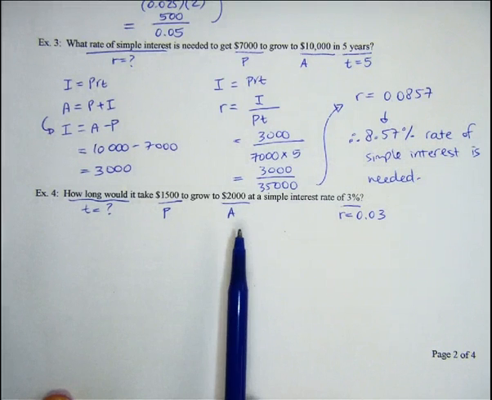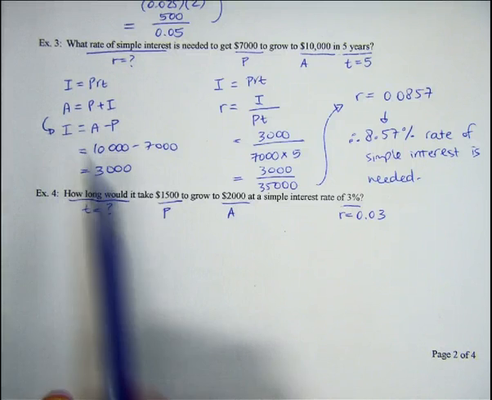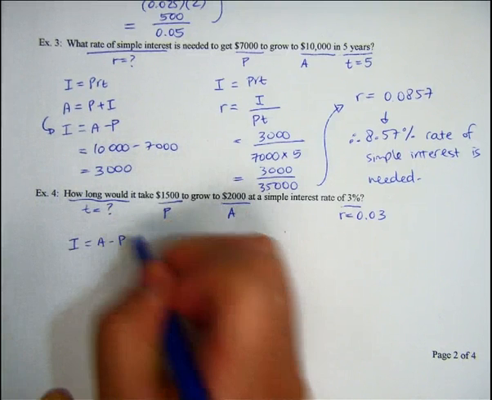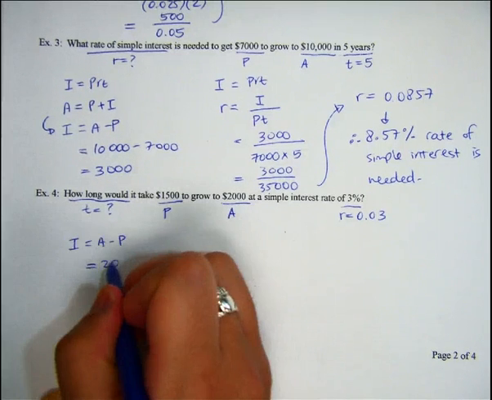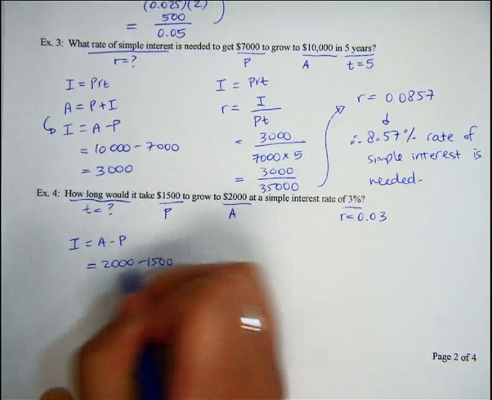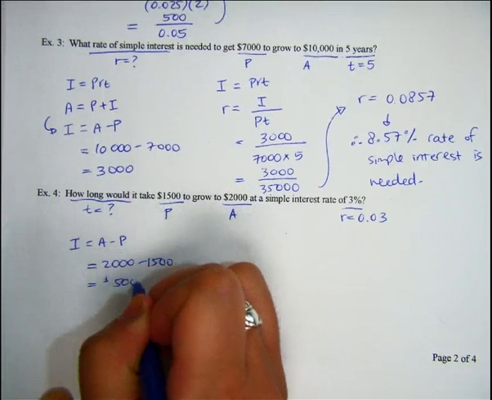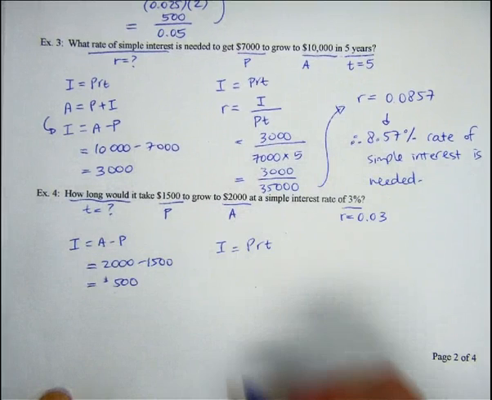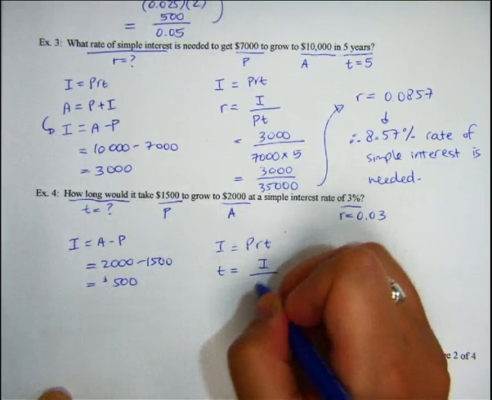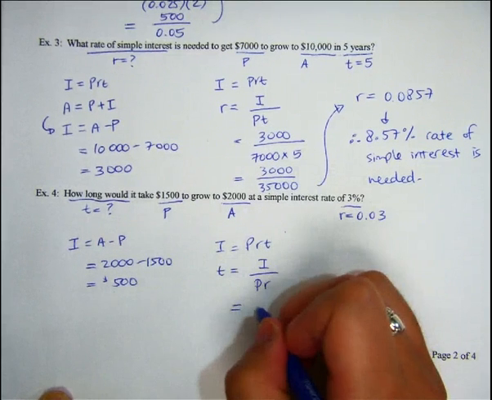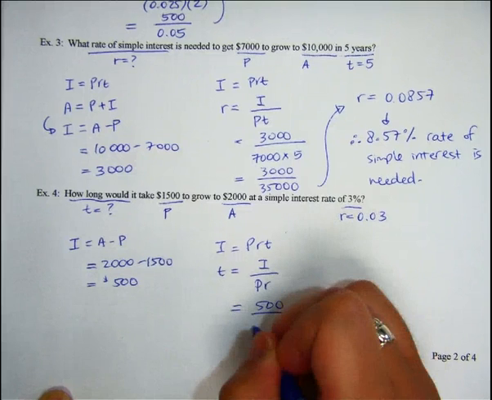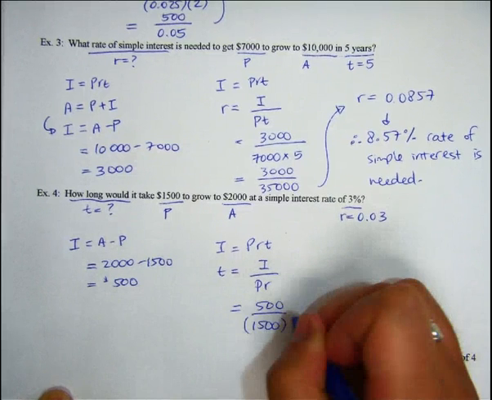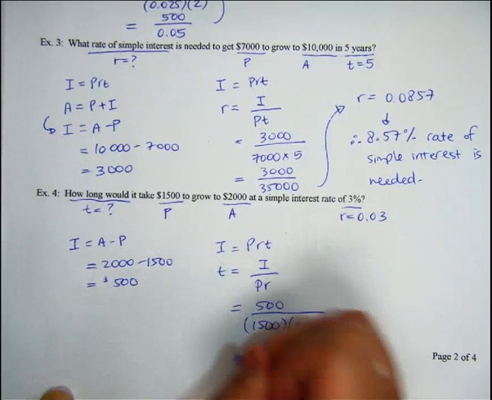Again, do the same thing that you did for example number 3. You want to use I equals A minus P to figure out the interest earned. So 2,000 minus 1,500. So $500 in interest earned. And now use your I equals PRT formula. Rearrange it for time, I over PR. And sub everything in. So 500 for I, 1,500 for P, 0.03 for R.